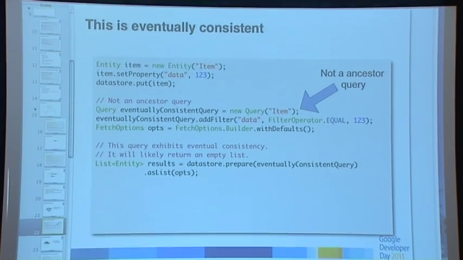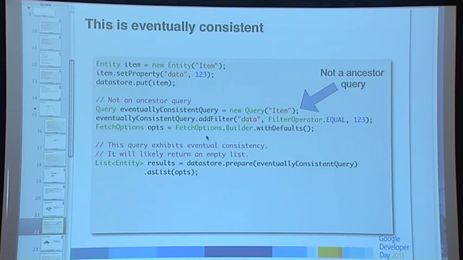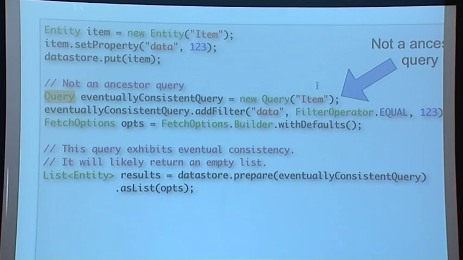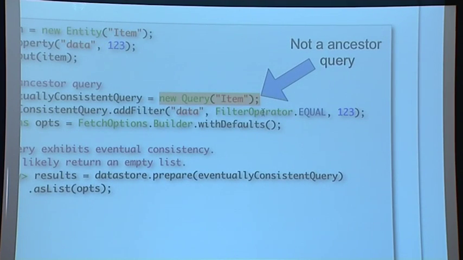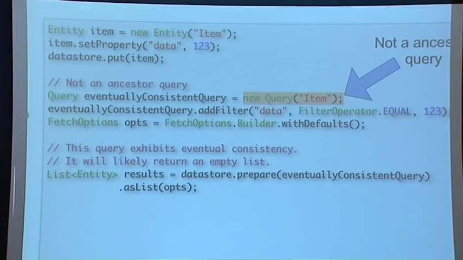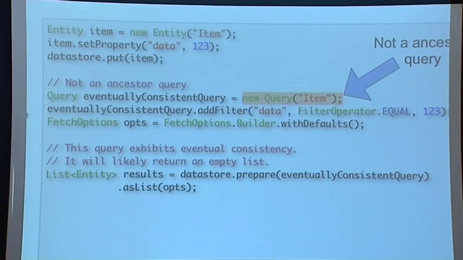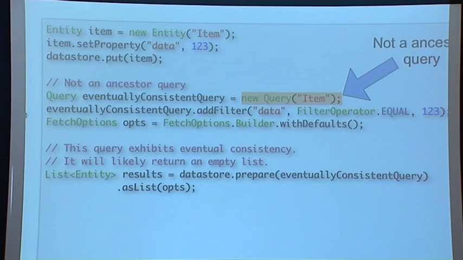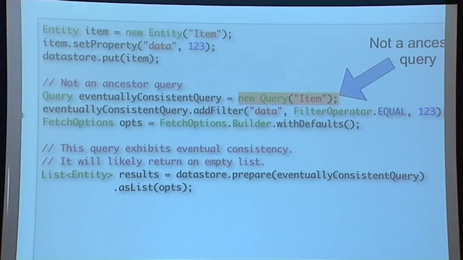And this is an example of an eventually consistent query here. So we have an entity, but you'll notice we construct a query, but there's no ancestor. So we're just saying, give me all of the items. And in this example, you can get outdated data. People may have just written new items a second ago, but you may not see those. And so this is eventually consistent.